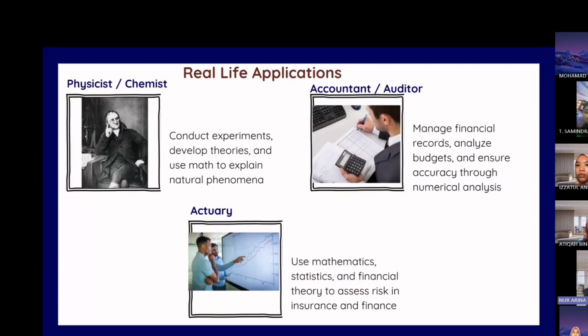Next is physicists and chemists. They conduct experiments and develop theories and use math to explain natural phenomena. Next, we have accountant and auditor. They manage financial records, analyze budgets, and ensure accuracy through numerical analysis. Lastly, actuary. They use mathematics in statistics and financial theory to assess risks in insurance and finance.